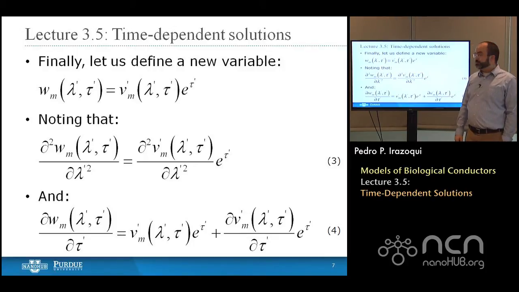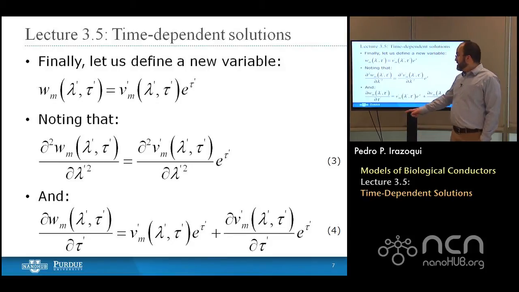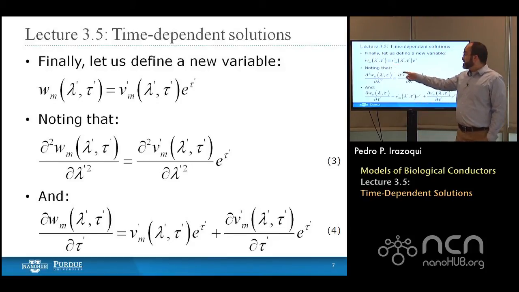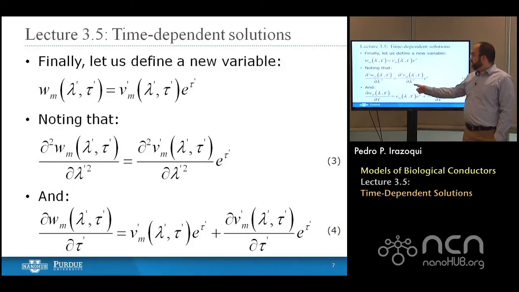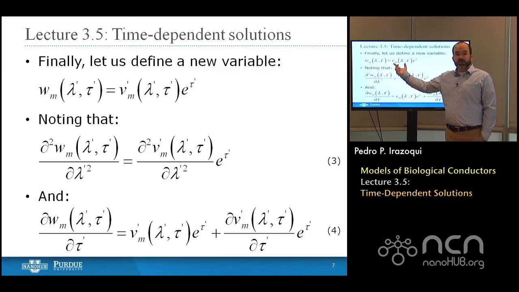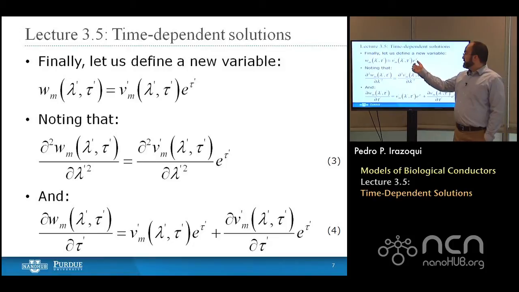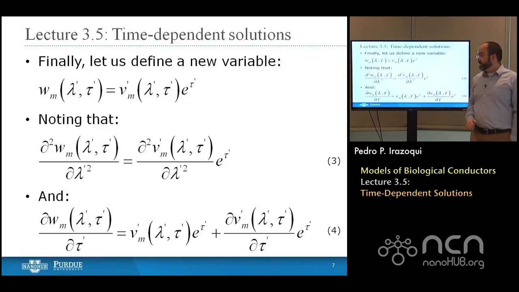Noting that the second derivative of W sub m is going to be equal to the second derivative of the membrane voltage times e to the tau prime. And when you do that with respect to lambda, it's going to change nothing at all because e to the tau doesn't vary with lambda. So the derivative of it will be 0. So it'll be the derivative of this times that plus the derivative of this times that. If you'll recall from your calculus terms, the derivative of AB is equal to A derivative of B plus B derivative of A. But the derivative of e to the tau is 0, so that term disappears.